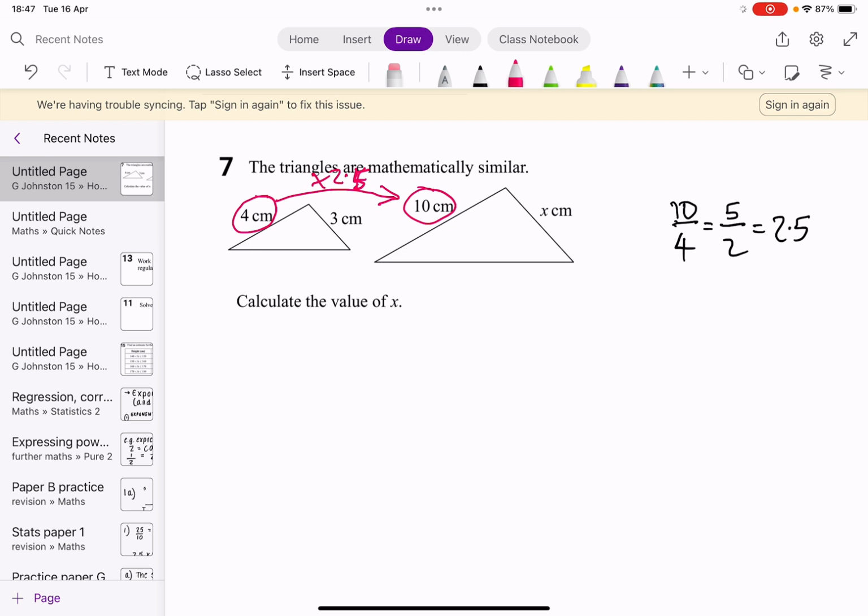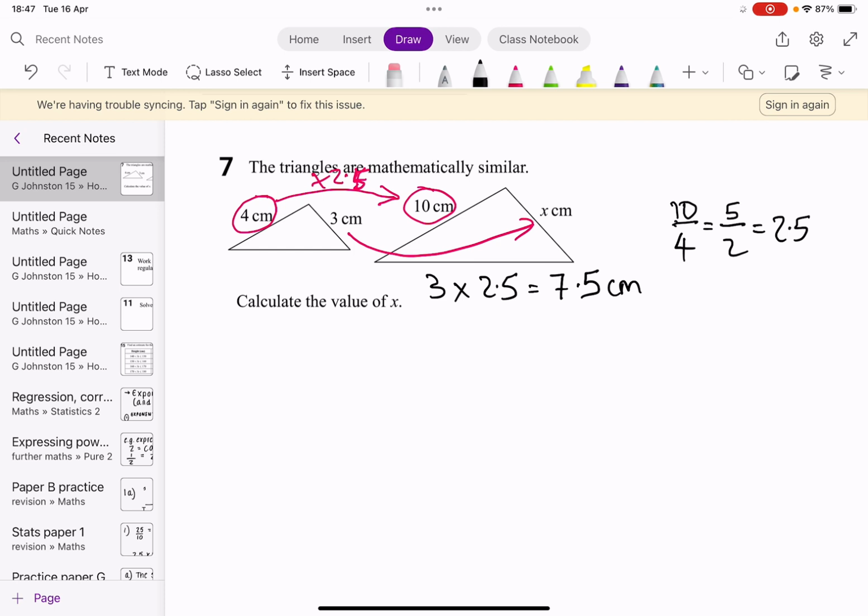So if I know the scale factor, I can do the same for every other side. So in this case, what I've got is 3 times by 2.5, which is 7.5. And that would be in centimetres, so that's the value of x.